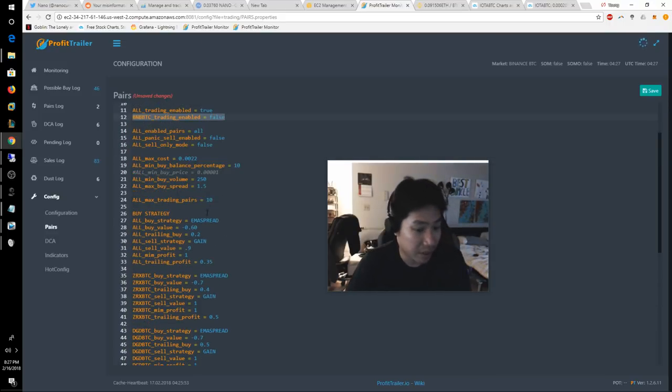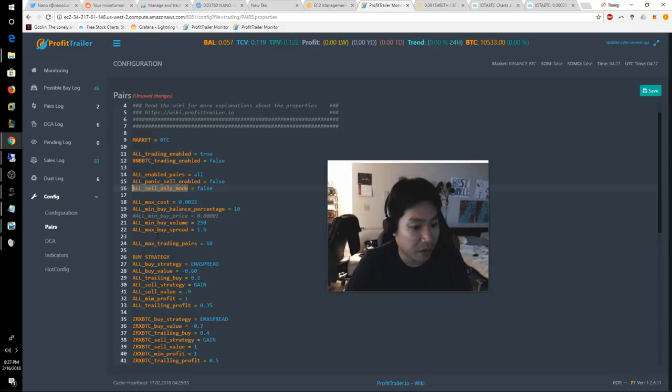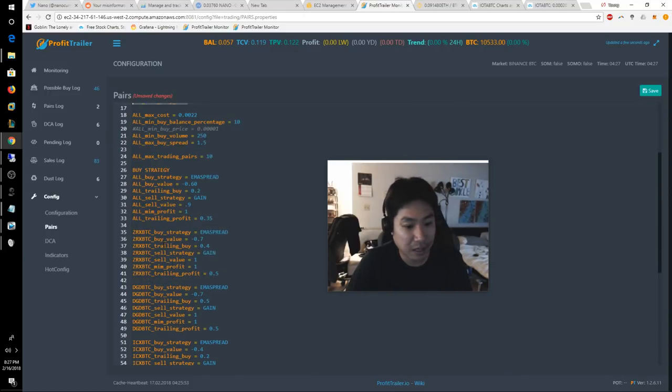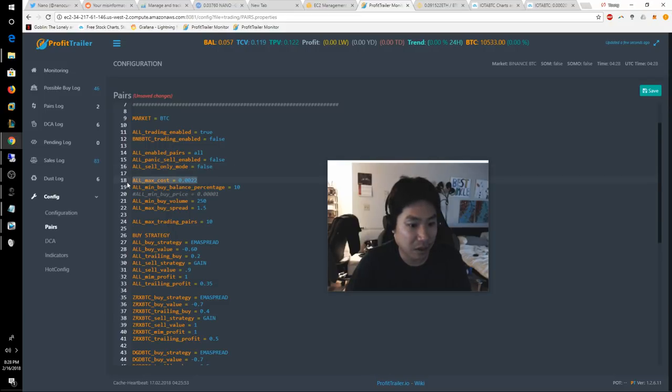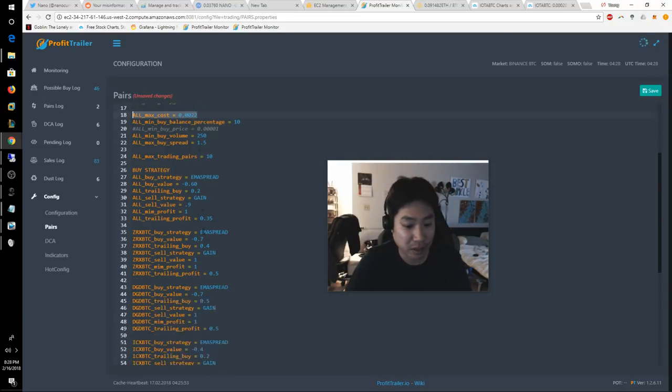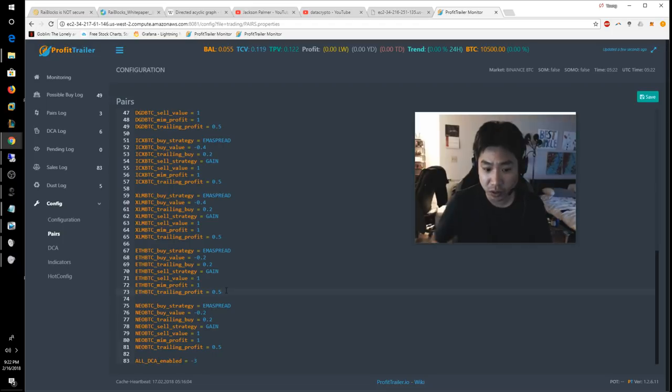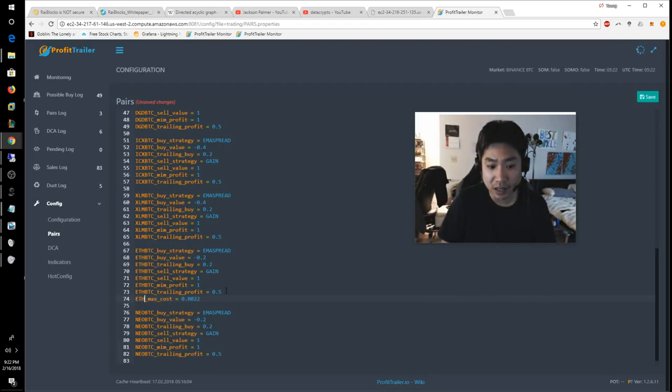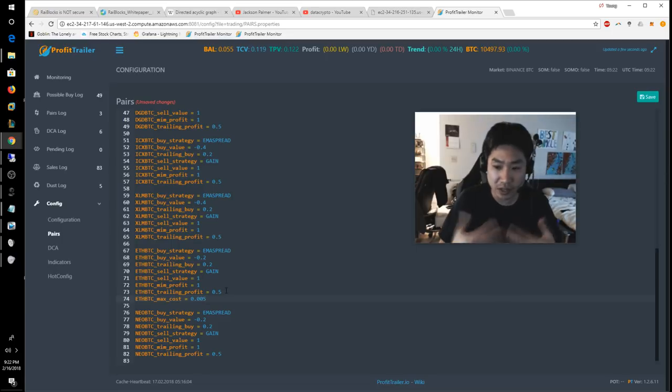Some of these other settings, if you look at anything that has "all" in front, you could actually mix it up with the pair specifically. I just recently did this. You see this all max cost. Remember, I just said it was $20. I'm going to go to the two coins I'm really shilling for, ETH and NEO. For ETH, I say don't buy just $20 worth, I want it to buy $5 worth. So this is a way you could customize your settings.